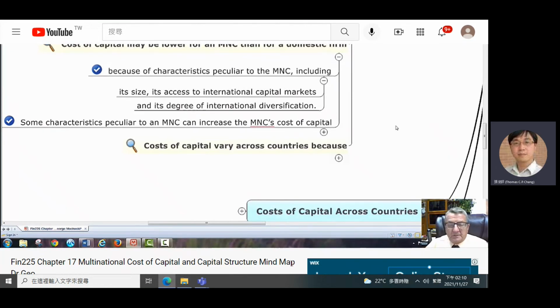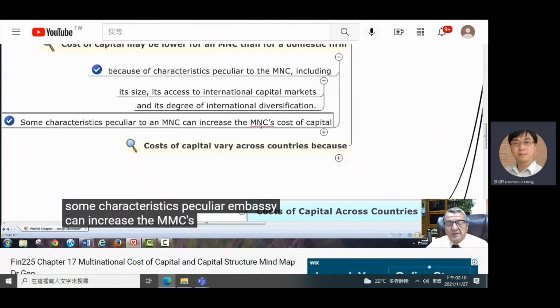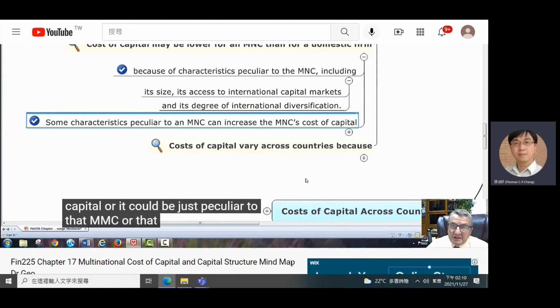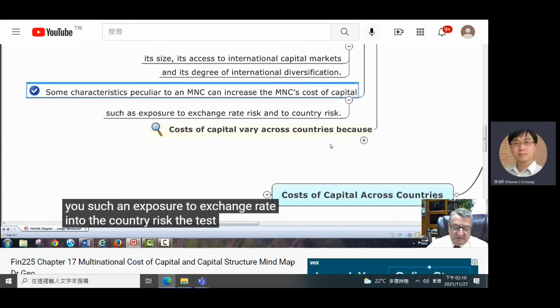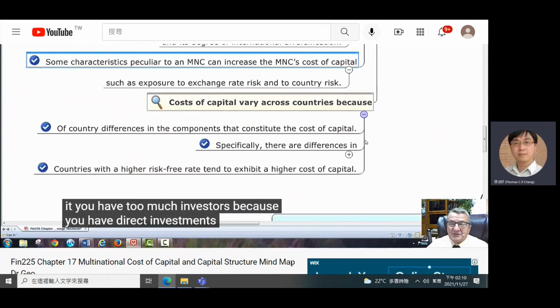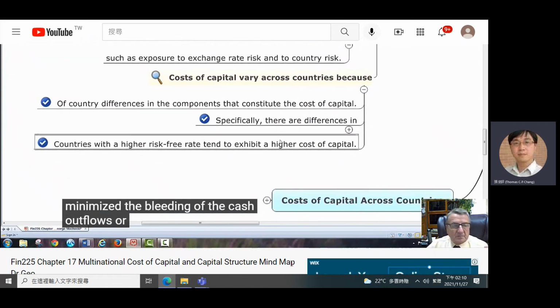Some characteristics peculiar to MNCs can increase the MNC's cost of capital. It could be peculiar to that MNC or that subsidiary, such as exposure to exchange rates and to country risk. That's for your operations. There's no way you could get around it. You have too much invested because you have direct investments there, and you own the property. It's not a loan, so you're stuck with it. So you try to do the best of it. You minimize the bleeding of the cash outflows or expenses.